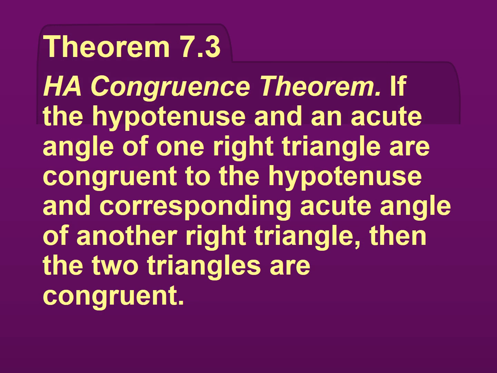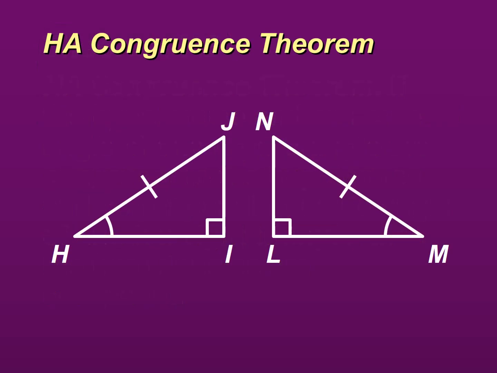All right, our next theorem that we have is the HA congruence theorem. Now, HA is hypotenuse angle. So hypotenuse angle is if the hypotenuse and an acute angle of one of the right triangles is congruent to the hypotenuse and corresponding angle of another right triangle, then those two right triangles are congruent. So this would be an example. So notice that how you have the hypotenuse, then you have corresponding angles are congruent.